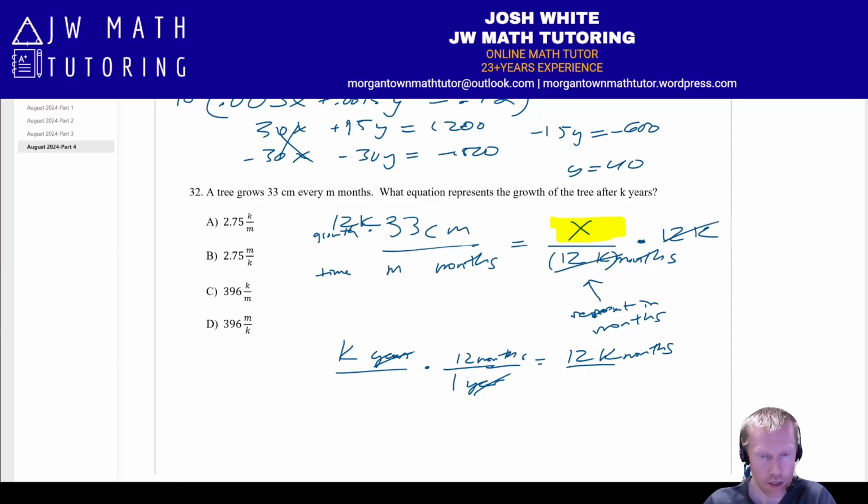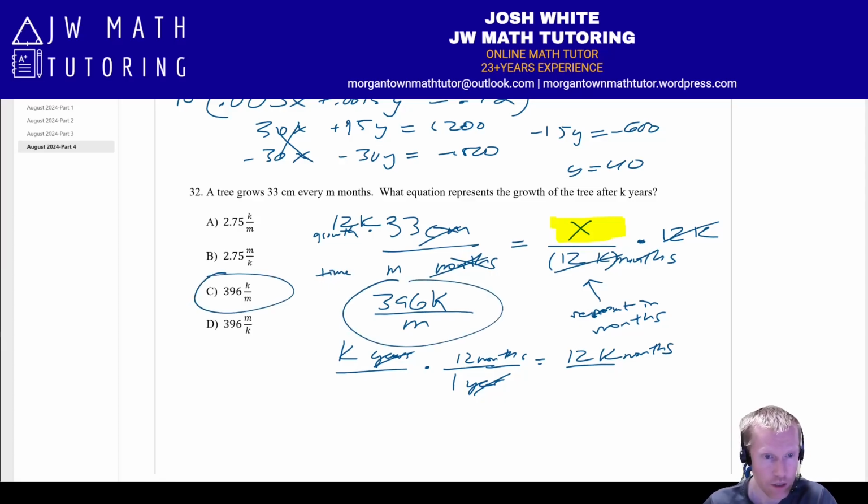And then on the left side here, we have 33 times 12. That becomes 396. We also have a k, and on the bottom, you have an m. Now we don't have any units in the answers, so just ignore that for right now. Ignore the centimeters, ignore the months. But this is the correct answer right here. It's letter C.